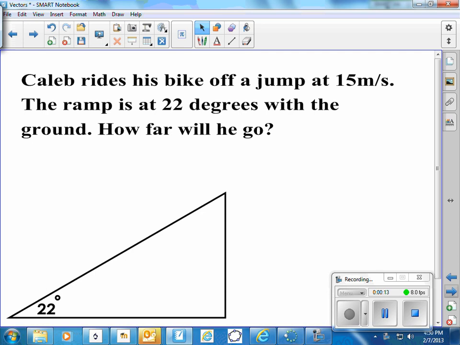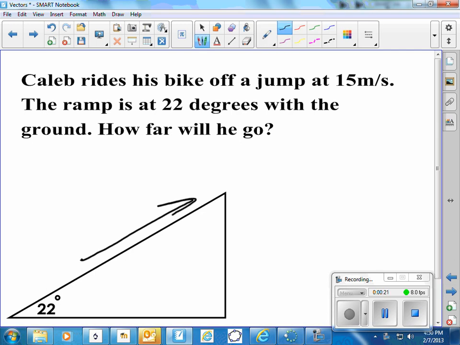So let's say Caleb rides his bike off a jump at 15 meters per second. So he's headed 15 meters per second up the ramp. The ramp is at 22 degrees with the ground. How far will he go? Well, let's break that into vectors for horizontal and vertical motion first, and then it's a doable problem.